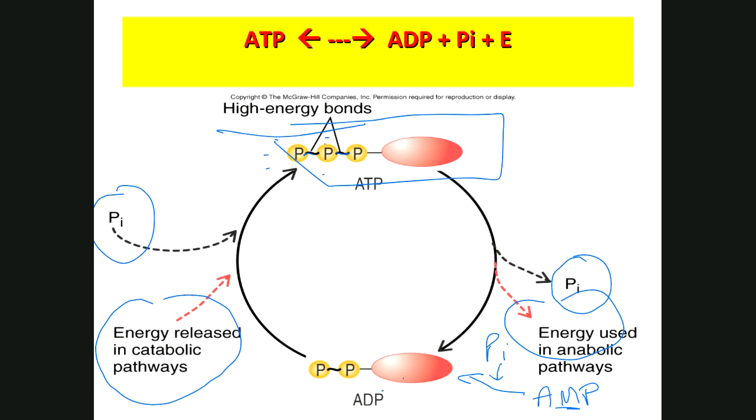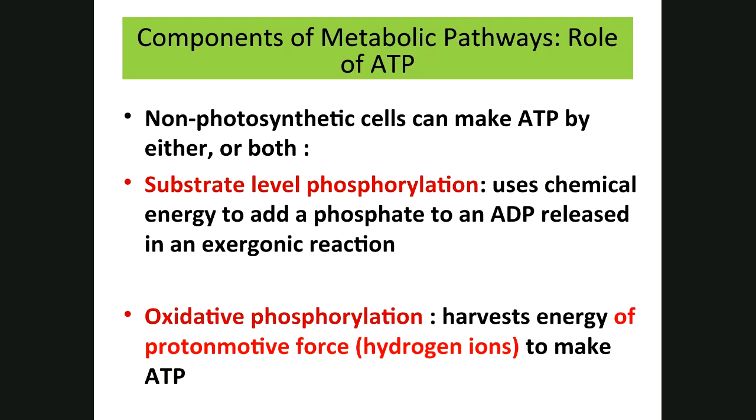So to make ATP, we're going to need two things: energy, and we're going to need phosphorus. The process of making ATP is called phosphorylation. There are three mechanisms of phosphorylation. One of them we don't care about, which is the one that photosynthetic organisms use, so we're not going to talk about that one. We're going to talk about the types of phosphorylation that non-photosynthetic organisms use. There are two of those: substrate level phosphorylation and oxidative phosphorylation.